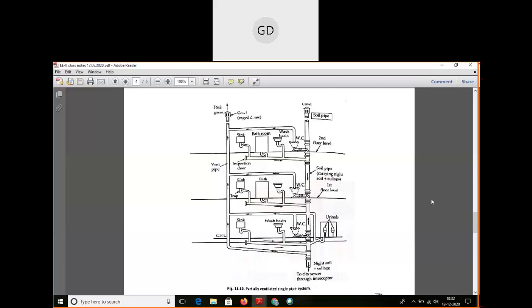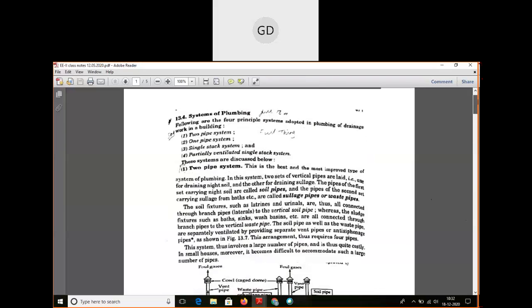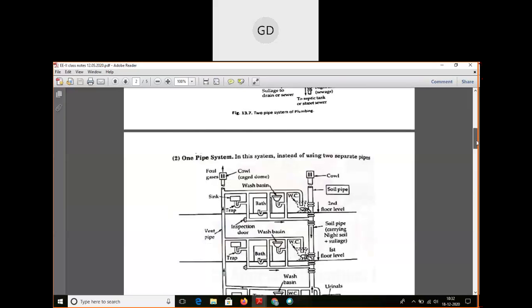Okay, so these four are your systems of plumbing. If a question comes, what are the systems of plumbing? So there are four systems of plumbing. Number one is your two pipe system. Number two is your one pipe system. Then single stack system, and number four is what? Partially ventilated single stack system. Clear? Okay, then after this.